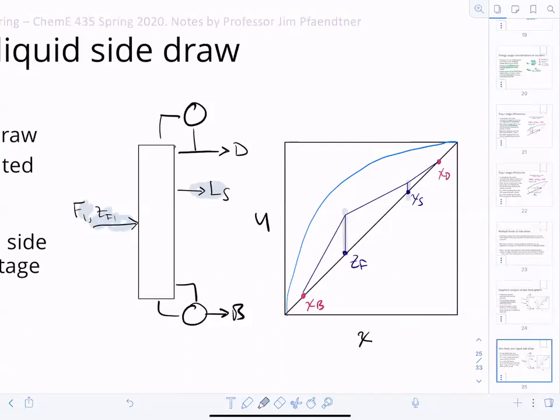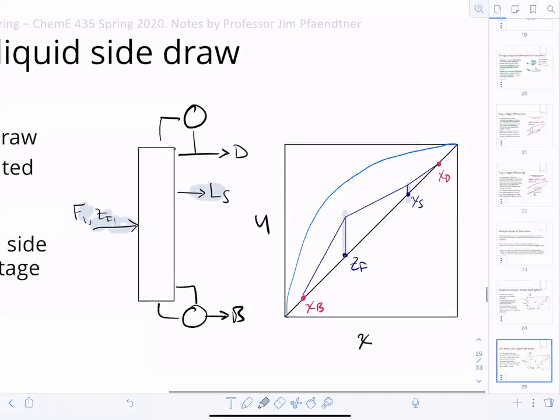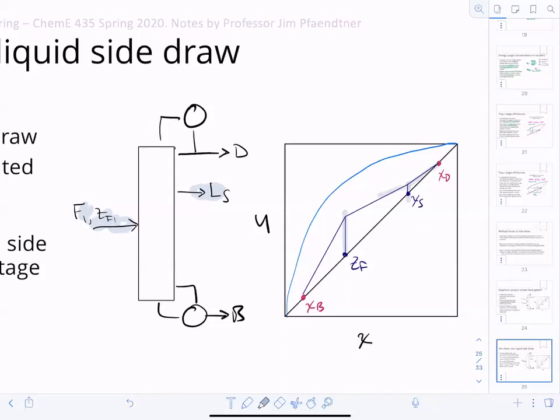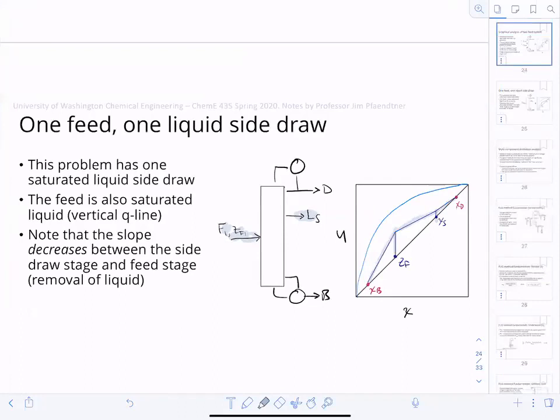The main thing to think about here is that since we're drawing a liquid out of the column at the point of the side draw, the slope is going to go down because I'm removing a saturated liquid from the column at that point. And so you can clearly see that here, this inflection point where I'm going in my upper stripping section or upper rectifying section, and then my slope goes down as I connect to the feed stage. And then my slope will increase as I connect to the bottoms product or reboiler because I'm adding a saturated liquid feed there.